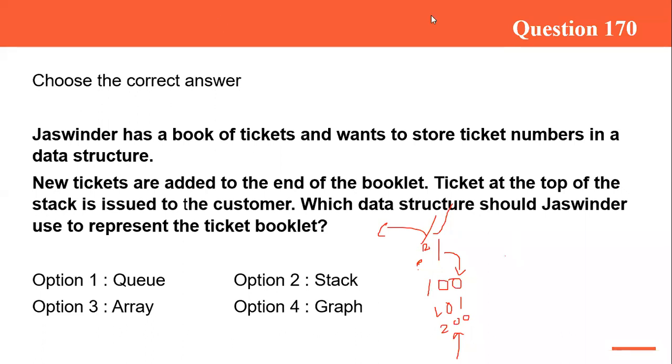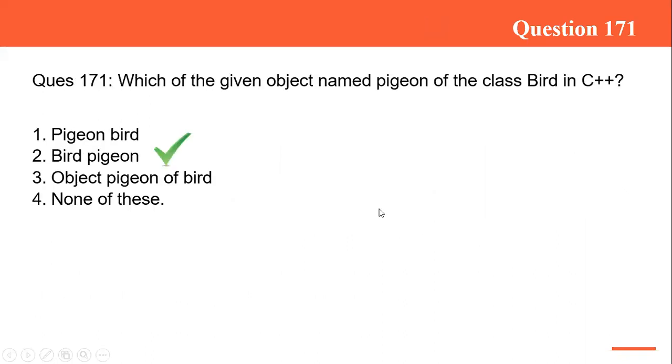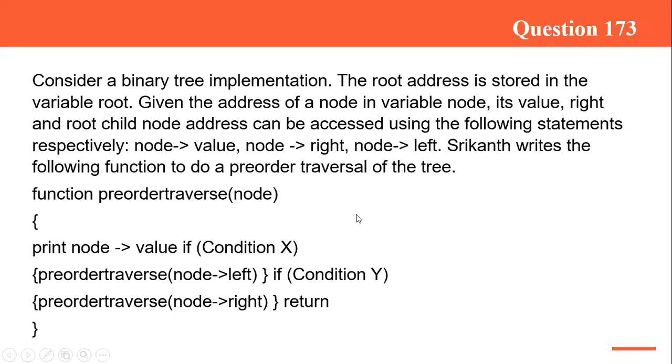Someone asked me one more question. What was that? Just a second, I missed it. Question number 173. What is that? It was an easy question only, right? Okay, pre-order traversal, right? This one only I explained very clearly. Okay, if still doubts, just see that.